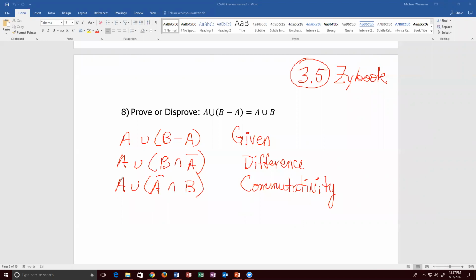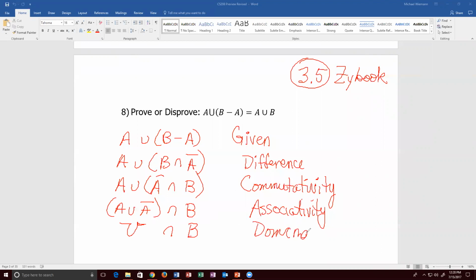Now I want to group the parentheses on the first two terms. By associativity, I'm going to rewrite this as A union A complement and B. Well, at this point, I now have a statement here that I want to look at on the inside of the parentheses. If you take A union A complement, you get the universe back. So you get universe and B. And that was by domination inside of section 3.5.